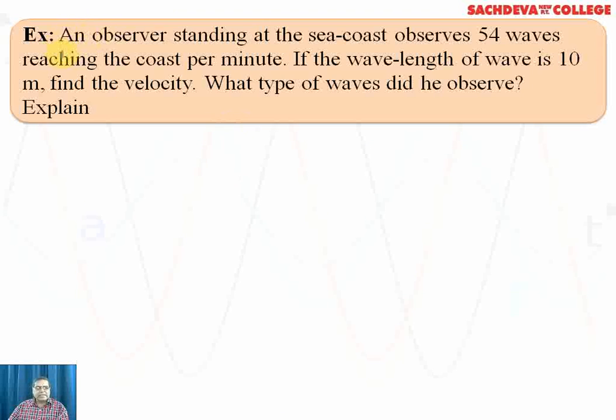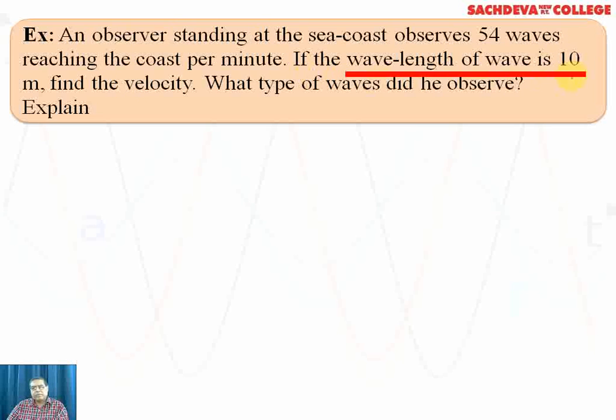Now in another example, the point to note is that 54 waves are given. When we use the term, one wave is equivalent to one wavelength. So 54 waves means 54 wavelengths, that is 54 into λ. Our question is, an observer standing at the sea coast observes 54 waves, that is 54 multiplied by λ, reaching the coast per minute, that is in 60 seconds. So for 1 second we will calculate.